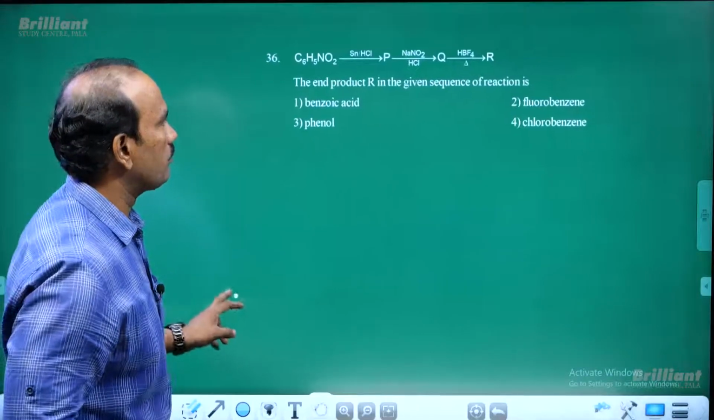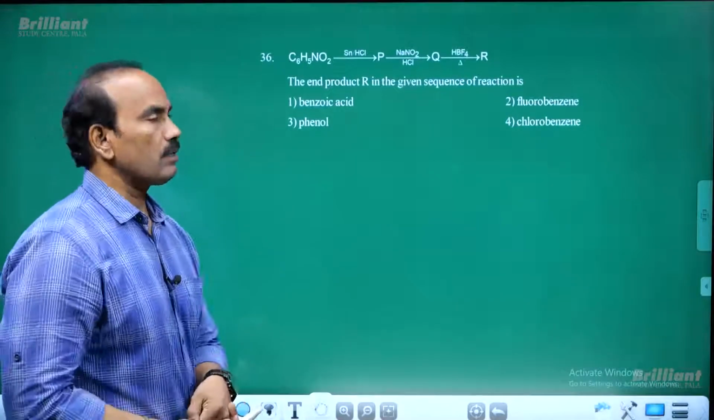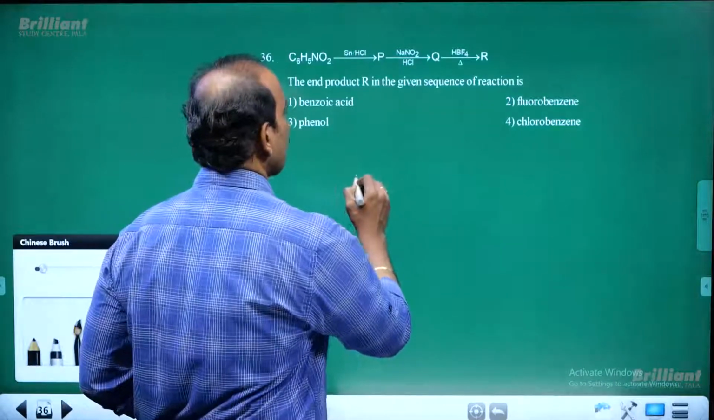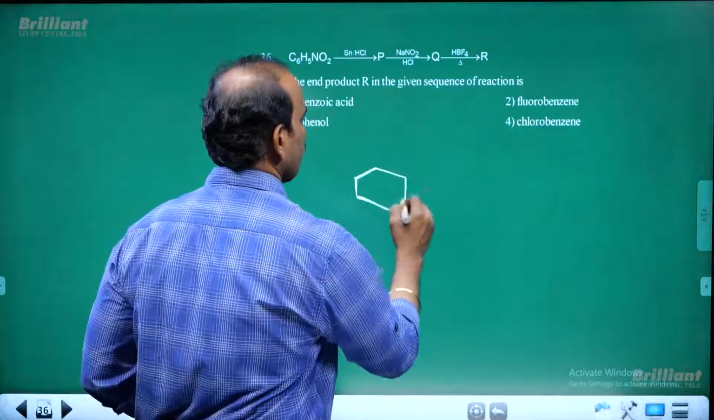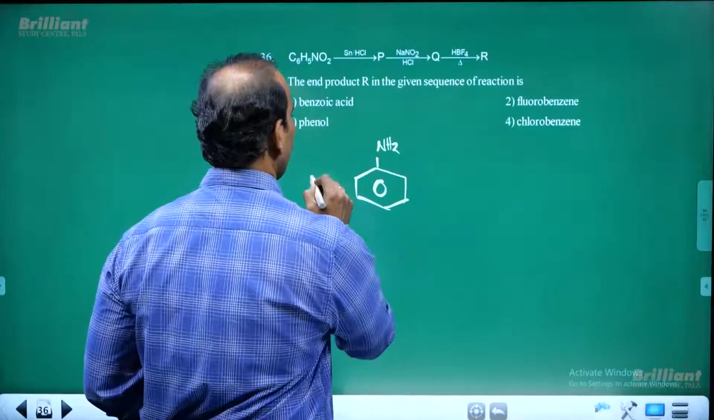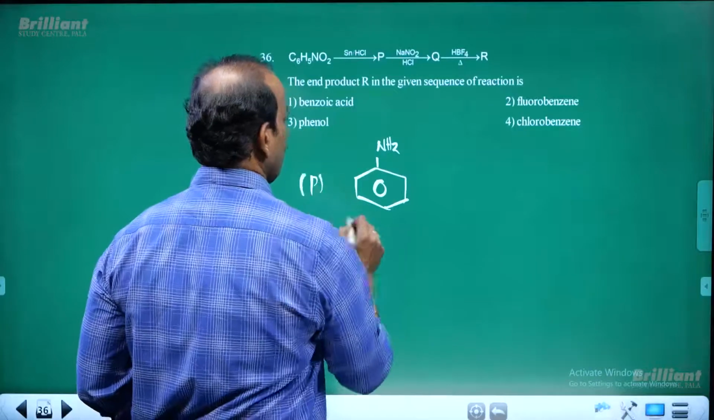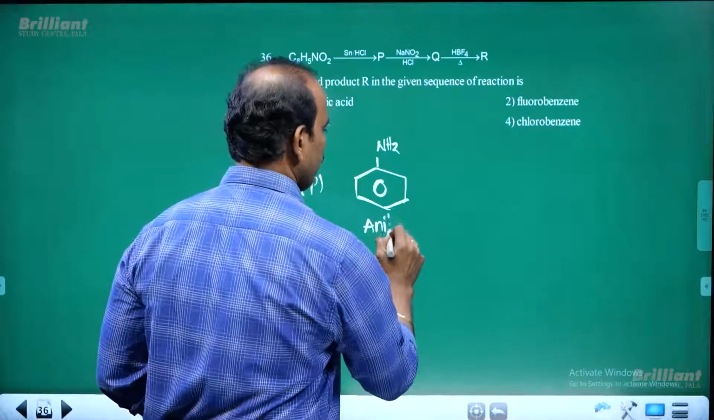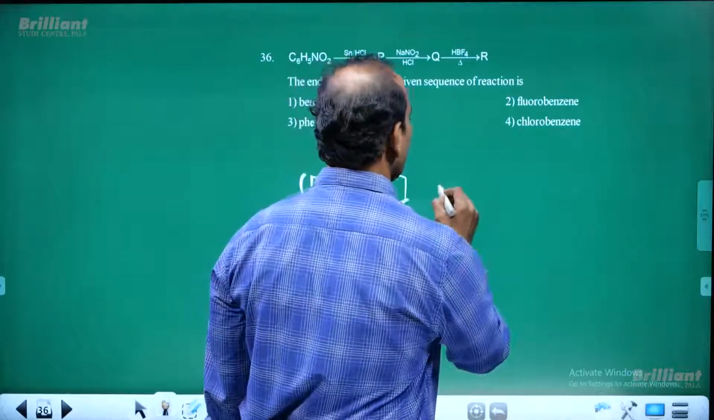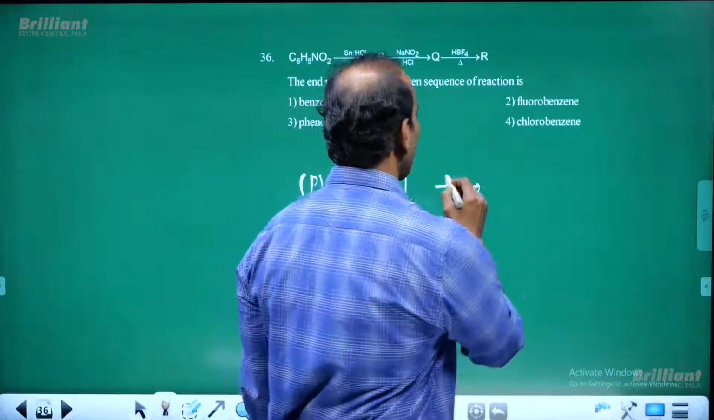Next one. Nitrobenzene reduced with tin HCl. What is the P? P is nothing but aniline. P is aniline. Then it is treated with nitrous acid. Then diazotization.